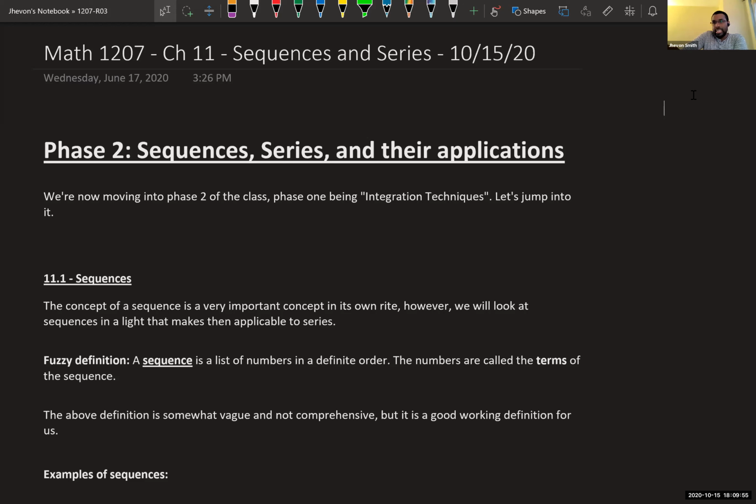The first thing, though, is sequences, which is a really important and big topic. However, we're going to give it just the very basic bare-bones treatment, because we're only covering sequences in order for them to be useful in our treatment of series. So the main focus of this phase of the class is series and their applications. However, to talk about series, you really need to know about sequences. A lot of things for series are defined in terms of sequences, so you really should know what a sequence is. But that being said, let's jump in.